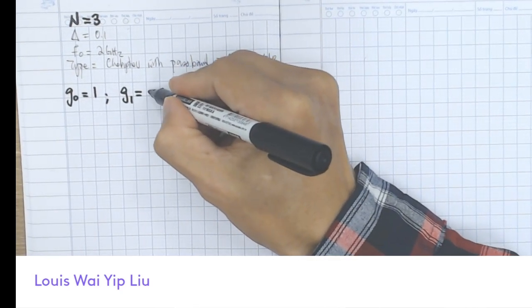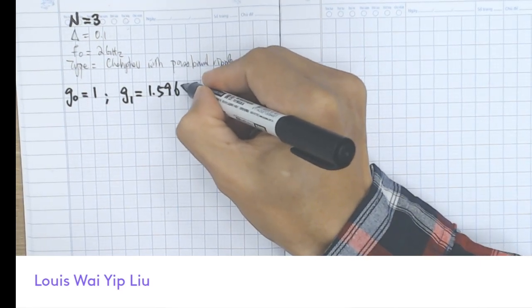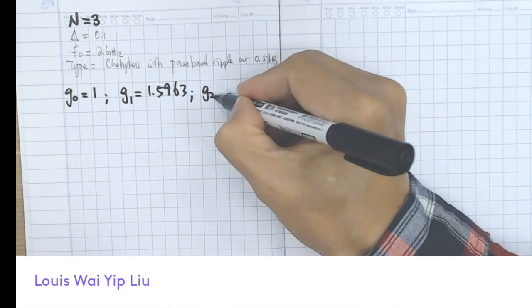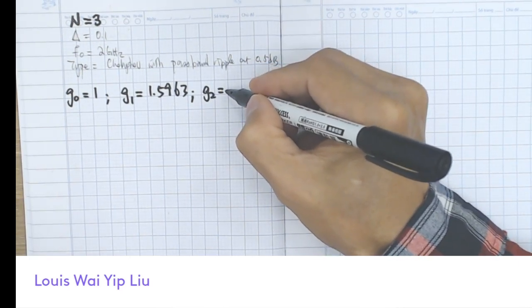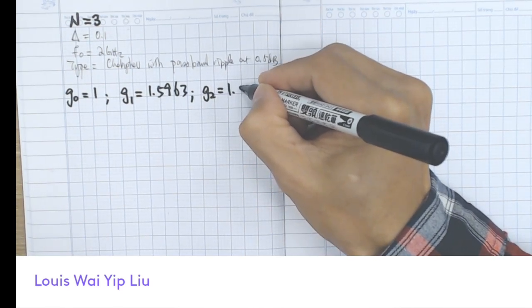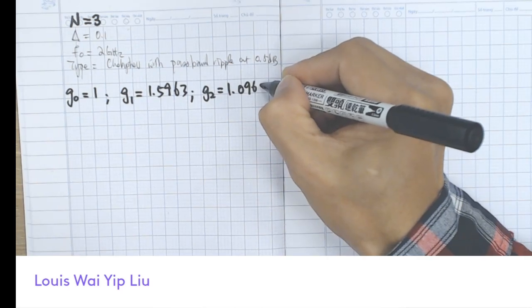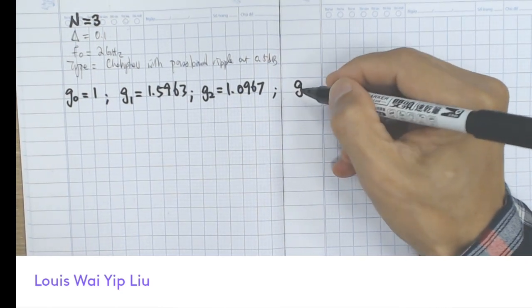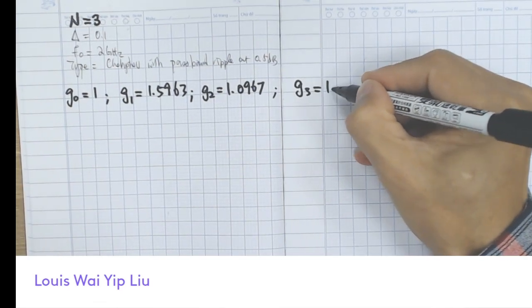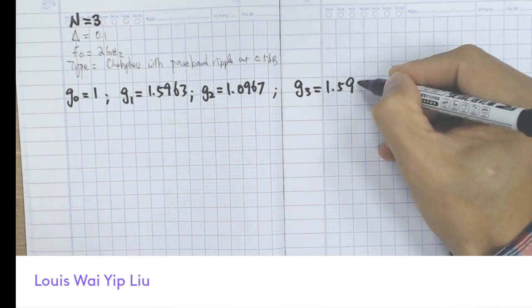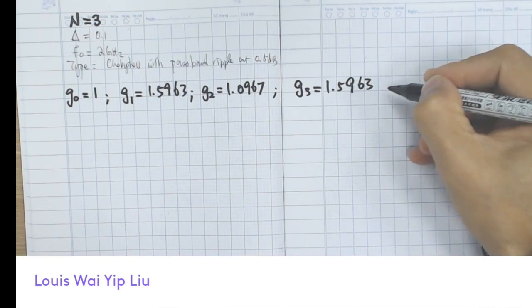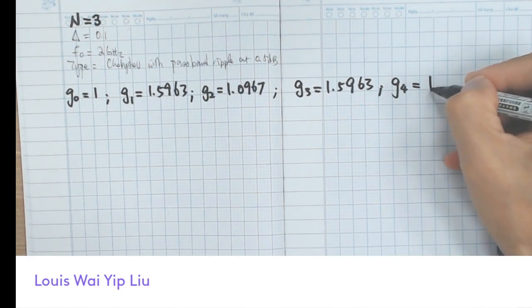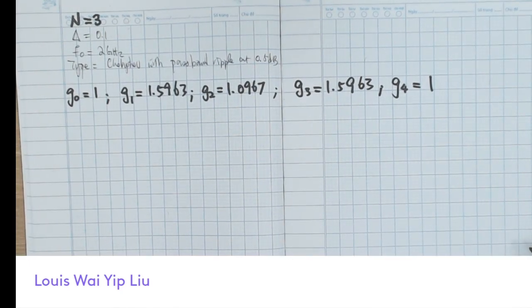G1 is equal to 1.5963, and G2 is equal to 1.067, and G3 is equal to 1.5963, and obviously the last value G4 should be 1. So this is what we have got.